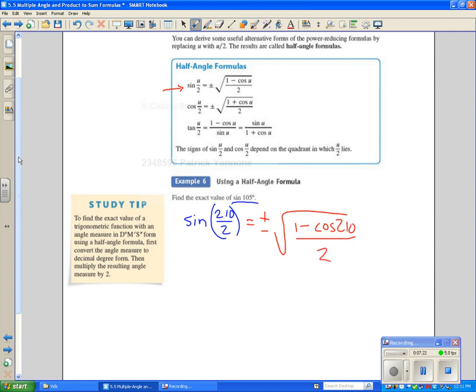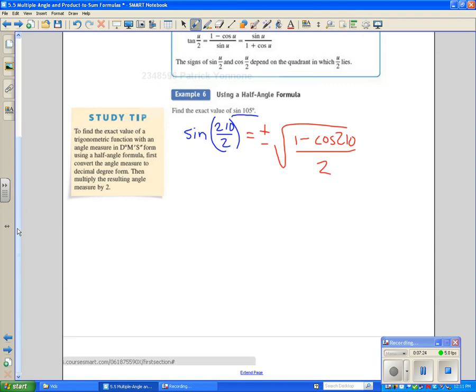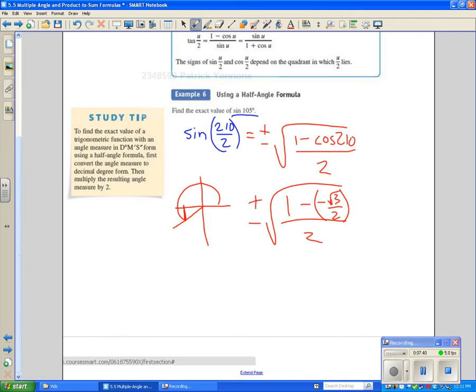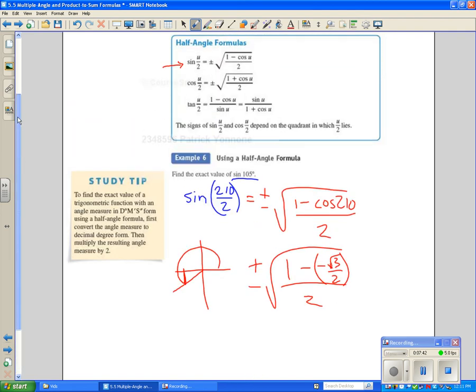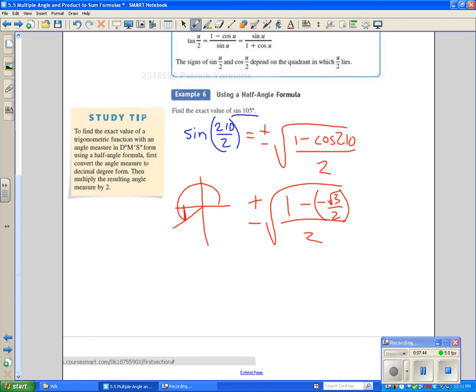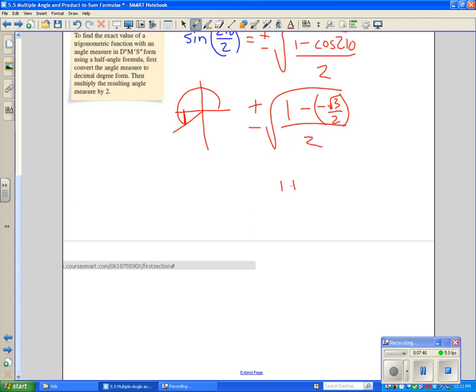Now it just comes down to plugging, chugging, and simplifying. Cosine 210. 210 is the 30-degree angle past 180, and cosine in this case is the long one, which is negative root 3 over 2. We still have the 1 minus it, and it's all over 2, square root all, plus or minus. All right, so now we just need to simplify. We get 1 plus square root of 3 over 2, all over 2, square root all, plus or minus.